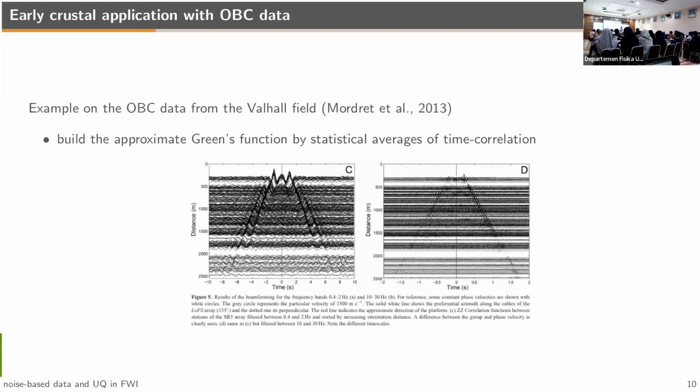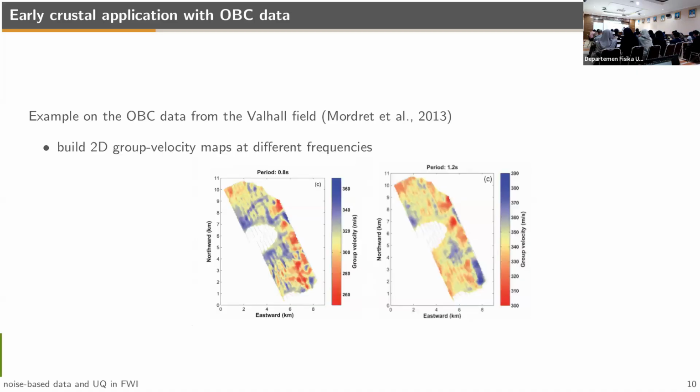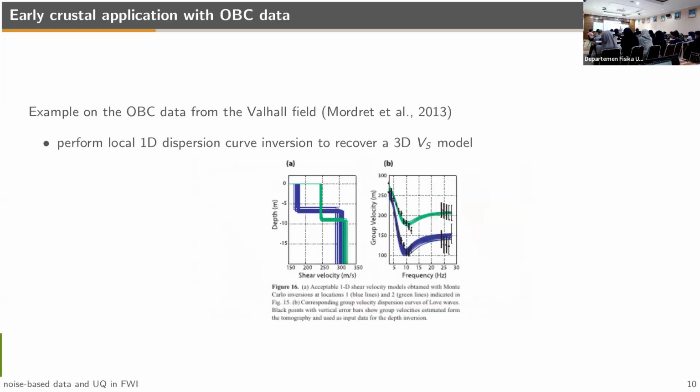Here, from an exploration scale, is OBC data by Aurélien Mordret about 10 years ago. You can see here the negative and positive parts of the correlation, which are actually the Green's function from one station to the other, and the reverse side is the reverse path of the Green's function, in two frequencies. These short waves can be used again to derive a 2D group velocity map under the subsurface, and then a local 1D shear wave velocity model, as applied before by Laurent Stehly, but here at a crustal scale, at very shallow depth, a few meters below the surface.